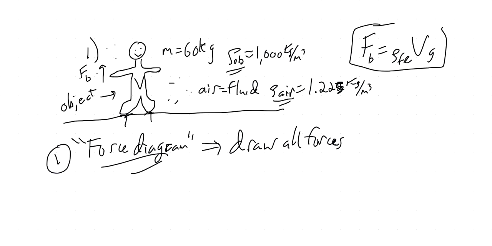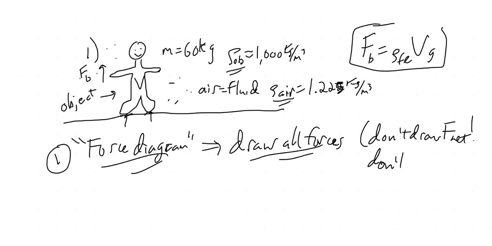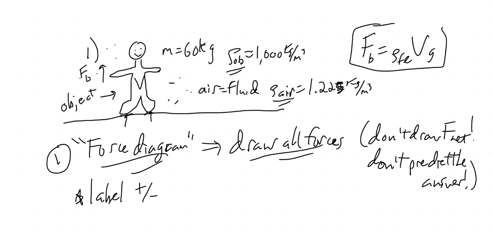We're drawing a force diagram, so we're drawing all the forces. Don't draw the net force. Don't predict the answer. Don't draw F net. What you're going to do is just draw all the forces. You're going to label a positive or negative direction, right? And then two, you're going to do F net equals MA.